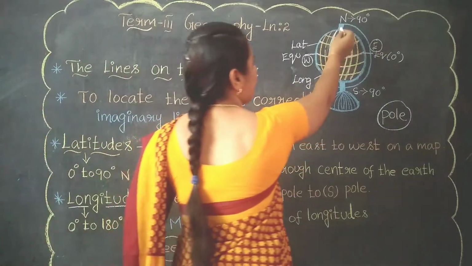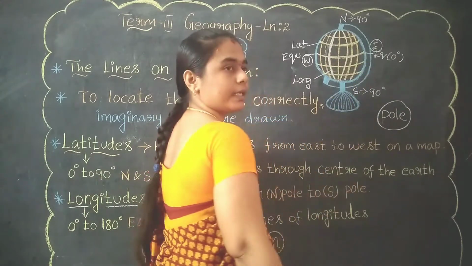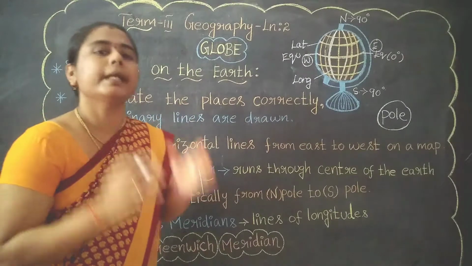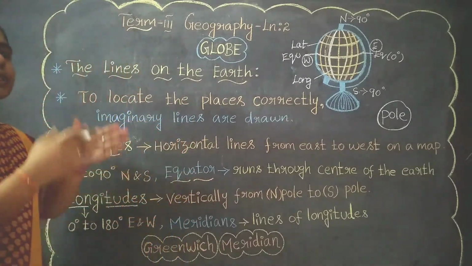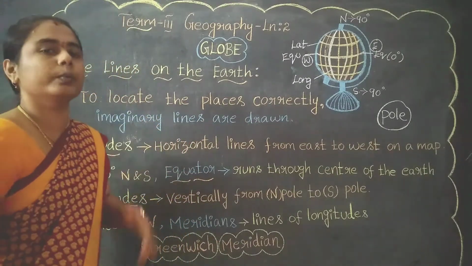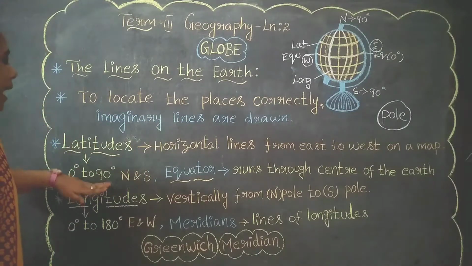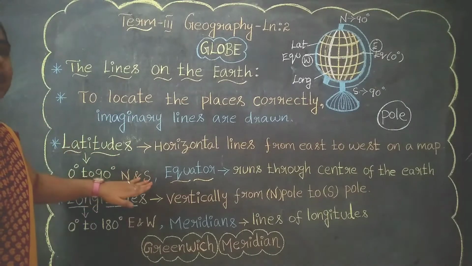It travels from north to south pole. That is the pole: a long piece of wood or metal placed in between the globe. So, 0 degree to 90 degree, north and south.